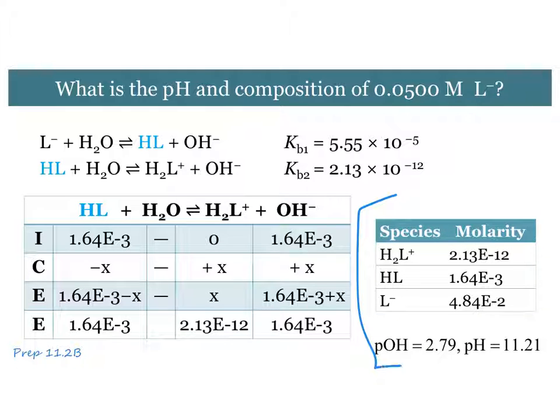With that, we've tackled the composition and pH of the most acidic form of leucine, H2L+, and the most basic form of leucine, L-. We've left out the pH and composition of HL, which is the most challenging calculation. We'll save that for the last lecture in the series.